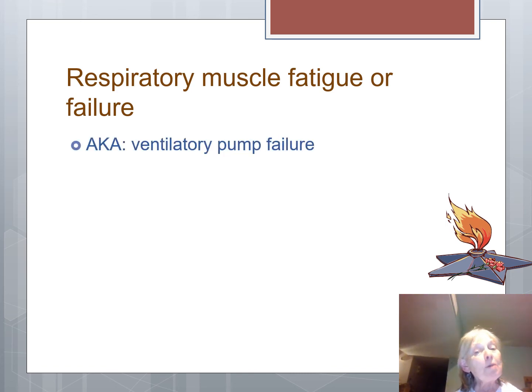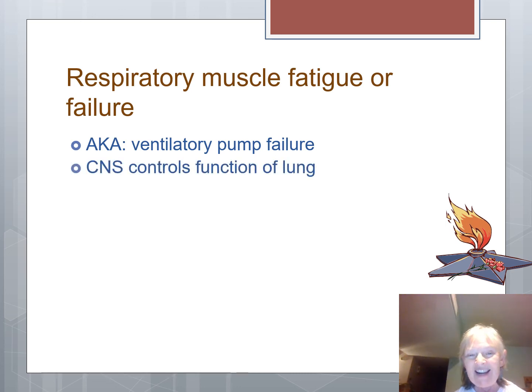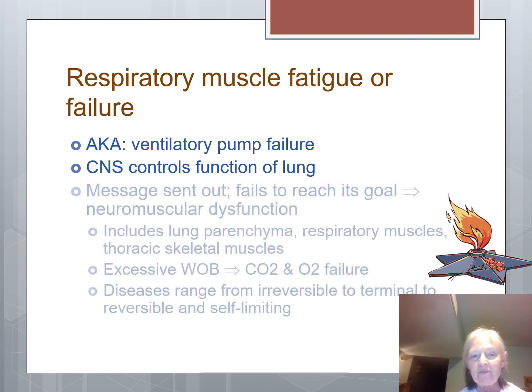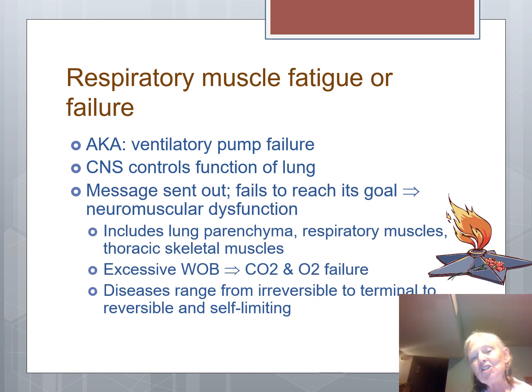So this is ventilatory pump failure, which is a classic definition of hypercapnic respiratory or ventilatory failure. Again, the CNS controls the function of the lung through the phrenic nerve. And here it is, the message is sent out. The problem is not the CNS. The problem is the muscles, okay? The neuromuscular dysfunction. And as you can see, this includes the lung parenchyma, respiratory muscles, even the thoracic skeletal muscles.